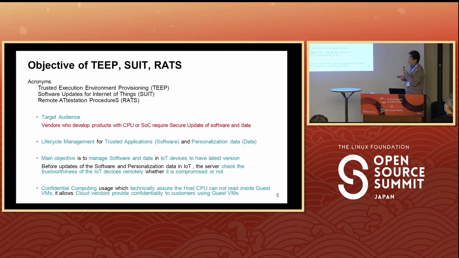But basically, there's a server maintaining the software and data in the target device. Before sending any binary from the server to the embedded device, or IoT device, or whatever you call it, it checks whether the device is compromised or not, and if it's okay, then it will install the binary to the target.